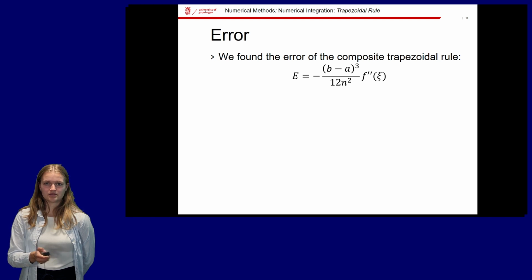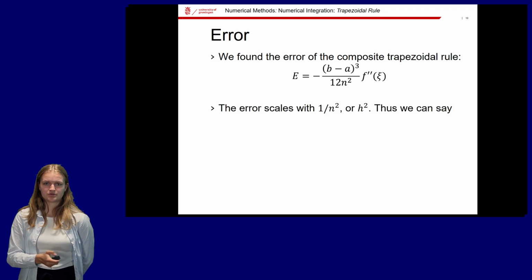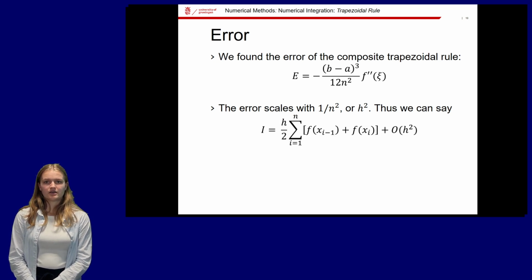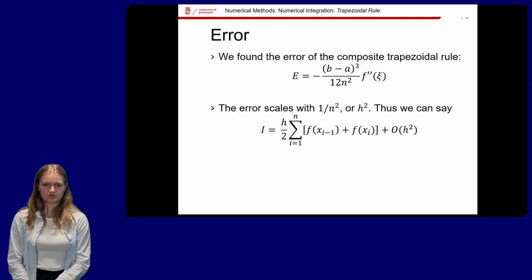So again, this was the error of the composite trapezoidal rule. And you can see that it scales with 1 over n squared, or with h squared, alternatively. And therefore we can say this. So the error term depends on h squared. So we'll have big O of h squared.